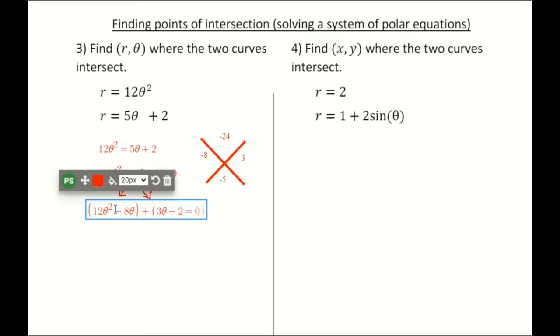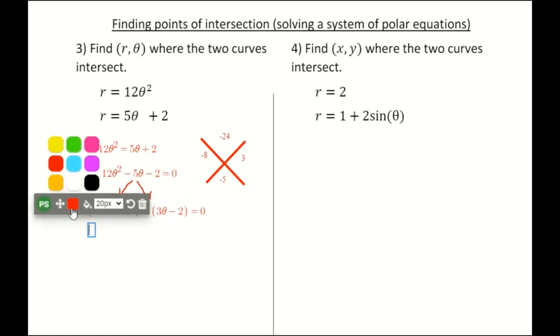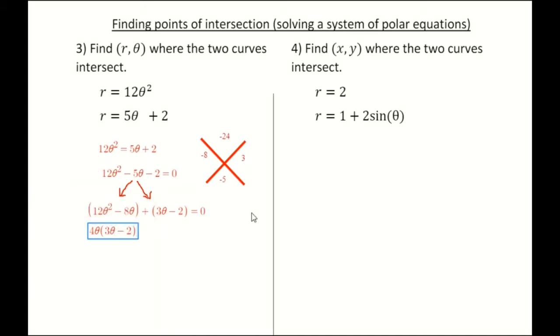and we're going to factor out the GCF out of each group. So the GCF out of the first group is going to be 4 theta, and I'll get 3 theta minus 2. And then I don't really have a GCF in the second one other than 1, so I'm just going to factor out a 1 and leave the 3 theta minus 2 alone.